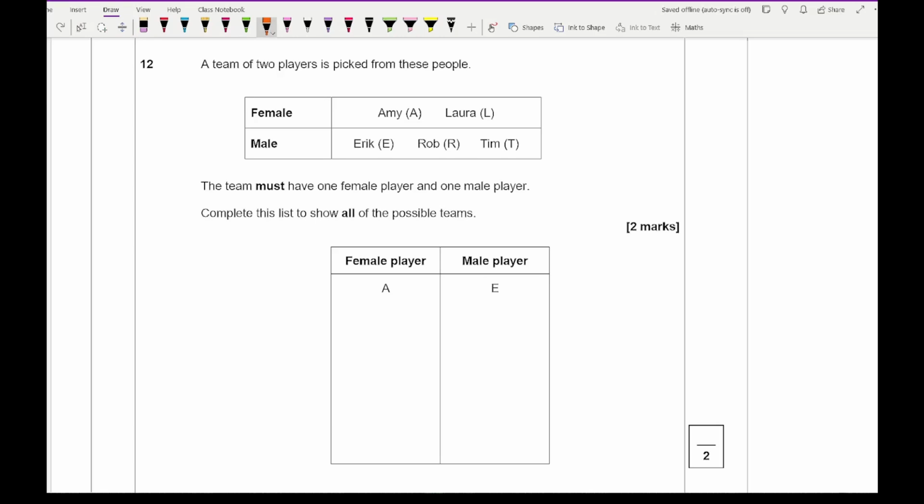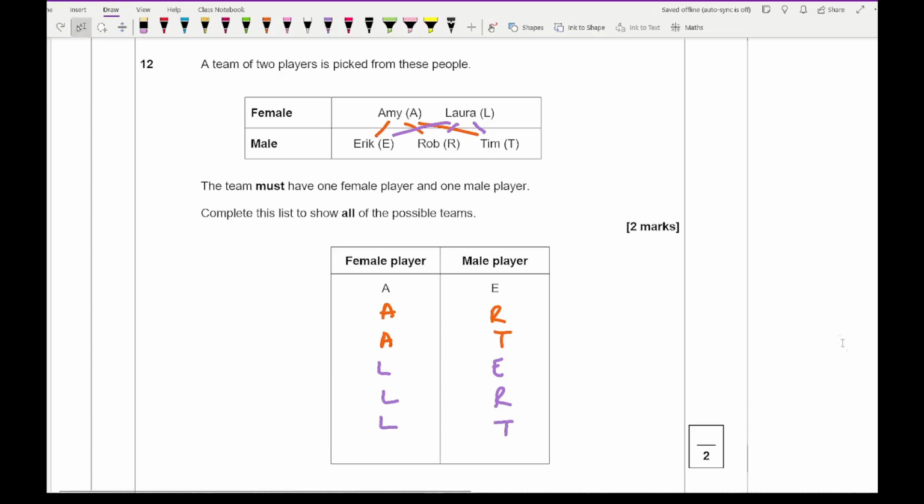So it started with Amy, it's giving me one example. So I've got Amy and Eric, which is done. I then need to do Amy and Rob, and then Amy and Tim. Then moving on to the next one, I've got Laura and Eric. I've then got Laura and Rob. And then finally, I've got Laura and Tim. And there we go. So there are our five options.